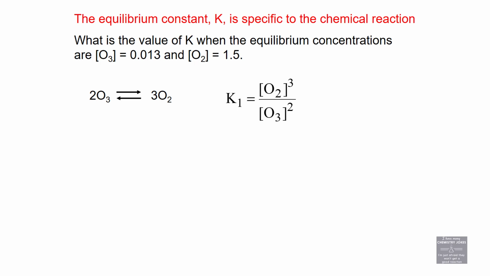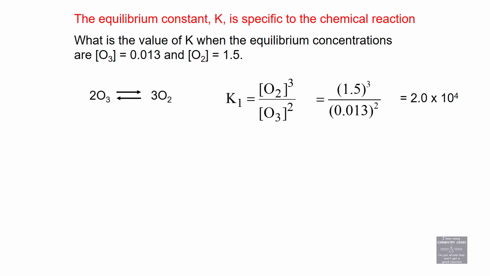Yep, done. To find the value of the equilibrium constant, we plug and chug the values they gave us. 1.5 cubed divided by 0.013 squared. Done. Plug that in our calculator and we get 2 times 10 to the 4th, 20,000. It's a pretty big equilibrium constant. It tells me there's a lot more O2 than O3 in this reaction when you run it here. But I could actually look at my equilibrium concentrations and know that there's a lot more O2 than O3.